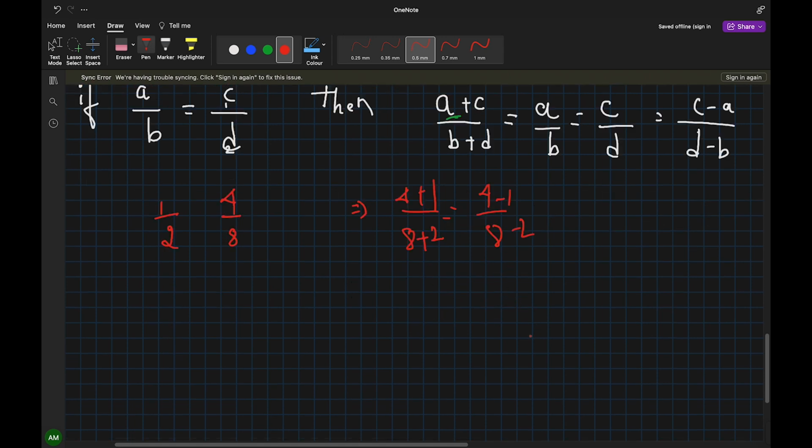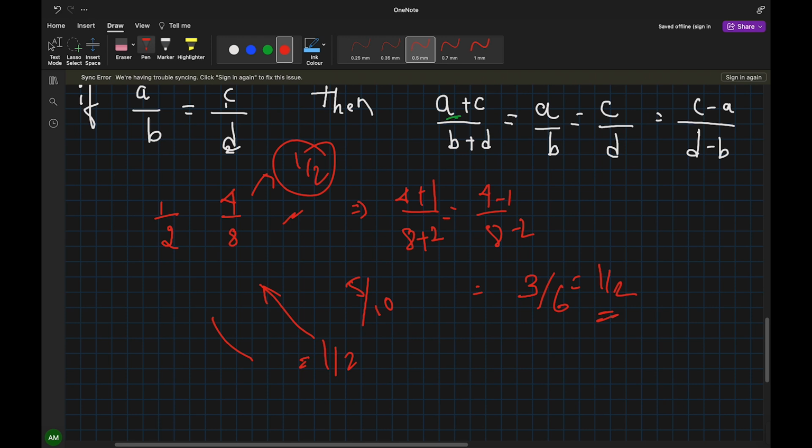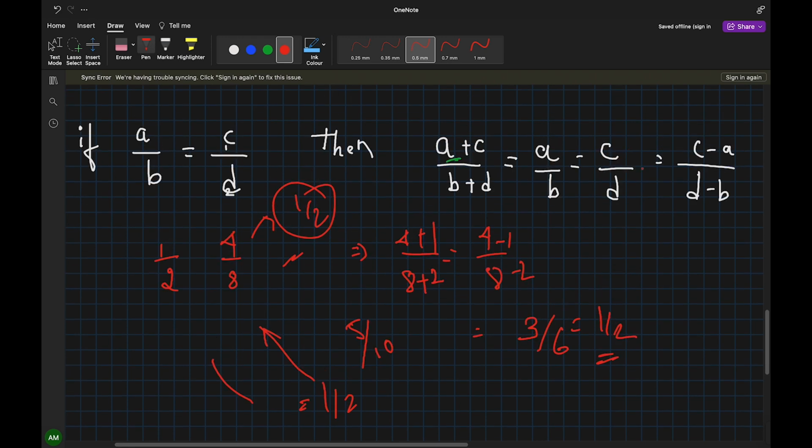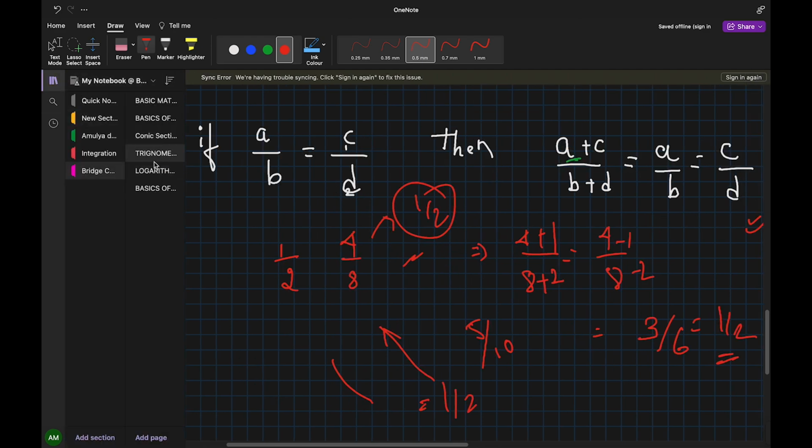Is it so? Let us see. 4 plus 1, which is 5 by 10, or 1 by 2, which is equal to this, which is also equal to this. When you simplify this, you will get 1 by 2. 4 minus 1, 3, 8 minus 2, 6, which is 1 by 2. So, don't you think this theorem is true? Of course, there is a long proof for this, but I am not going deep into that proof. Okay? Now, is this clear?